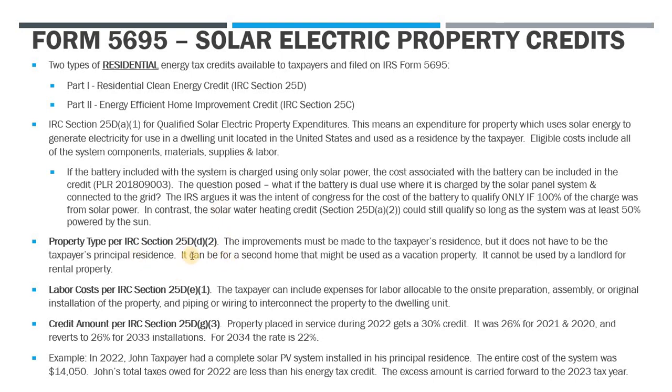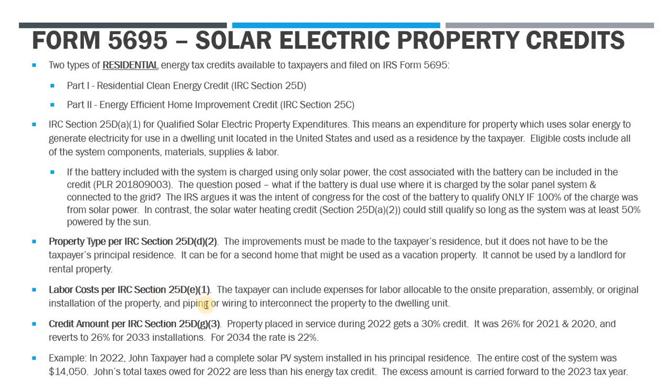Now, what kind of property? We touched on this earlier, right? Where can you install these systems? So it has to be made to the taxpayer's residence. It can be either the principal home or a second residence. And the reason why that's an important distinction is because qualified fuel cell property has to be installed in your principal residence, right? There is a limitation on that type of tax credit, but that's not the type of tax credit we're looking at here. We're looking at the solar electric property one, okay?